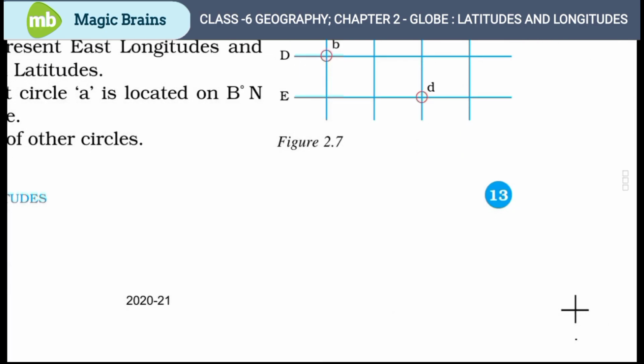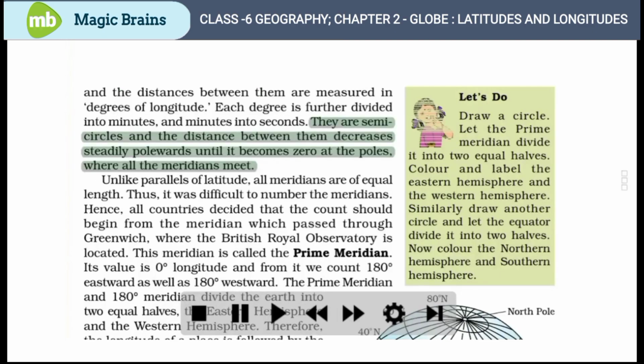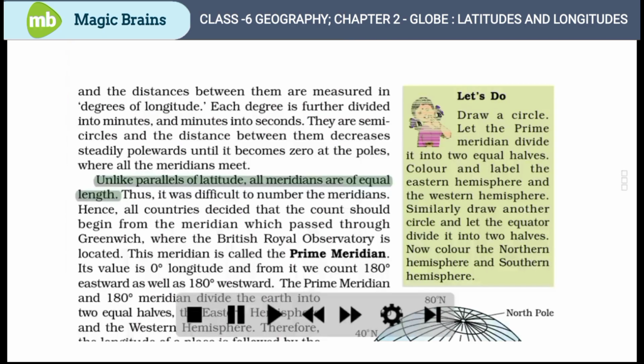Page number 13. The distances between them are measured in degrees of longitude. Each degree is further divided into minutes and minutes into seconds. They are semicircles, and the distance between them decreases steadily polewards until it becomes 0 at the poles where all the meridians meet. Unlike parallels of latitude, all meridians are of equal length. Thus, it was difficult to number the meridians.